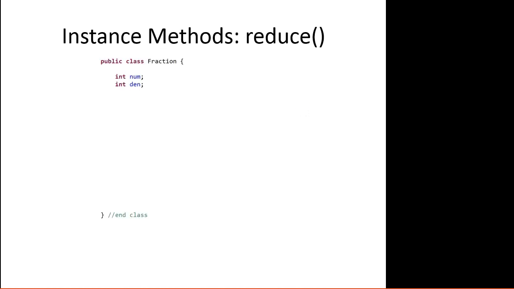So let's look at what reduce would look like in our class. So here's our class fraction. Reduce would sit just below our fields. There's no constructors written yet in here. There's a default constructor, but we haven't actually talked about how to write our own constructors yet. So it would just go right below our fields.